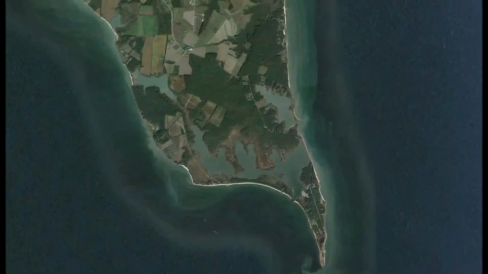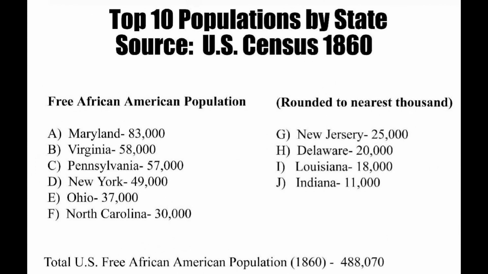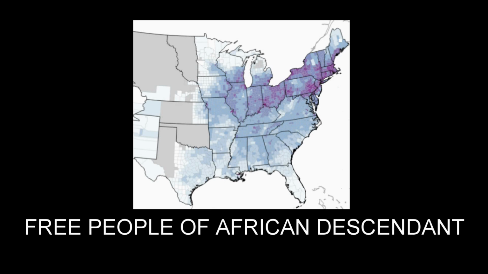For instance, one of the Civil War spots we visit is Point Lookout, which has, of course, a direct tie to the state of Maryland. But it's interesting that there were nearly 500,000 free people of African descent living in the United States on the eve of the Civil War.